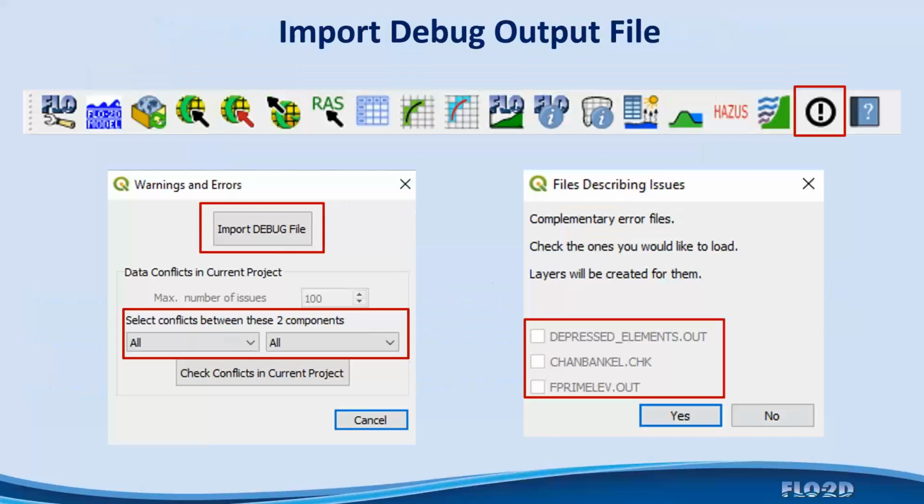But once the model has run and you've looked at this, then you can import the debug file directly into QGIS with your aerial imagery and see where the issues are and whether or not there are overlapping errors. Check the ones you would like to load, and layers will be created with them. So you might look at depressed elements, channel bank checks, changes in floodplain due to an elevation difference with an output file as it tries to adjust for some unreasonable data files.